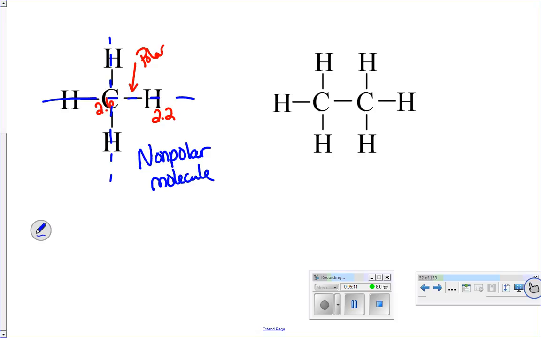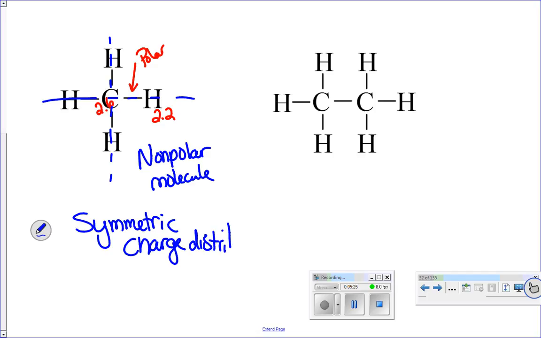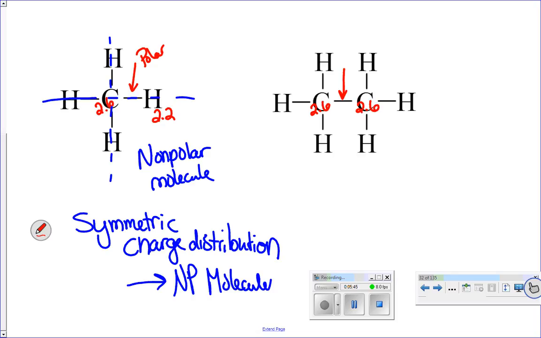The overall charge distribution in this particular molecule is very symmetric. Symmetric charge distribution leads you to a nonpolar molecule. Now, I did want to show you one example of a molecule where you can actually have a nonpolar bond that's not diatomic. So we have 2.6 here, 2.6 here. This bond is nonpolar. However, these bonds right here are still polar.